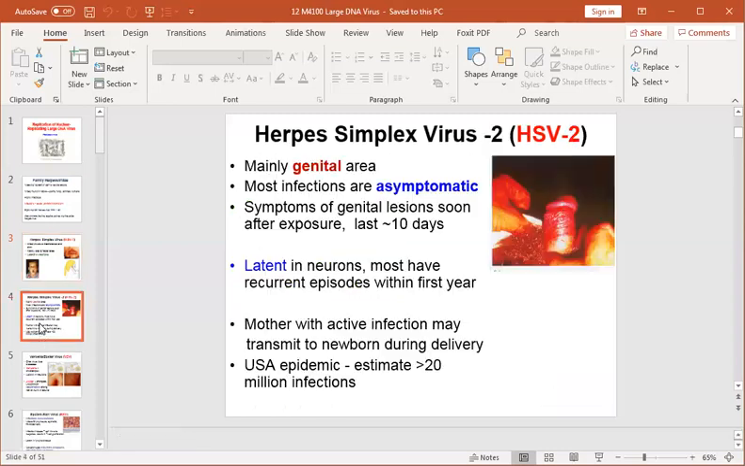Moving to slide number 4. Whereas herpes simplex virus 2, or HSV2, mainly causes infections in the genital area. Most of these infections are asymptomatic, meaning that individuals do not have clinical signs and symptoms of the disease, and at this stage they can be carriers.